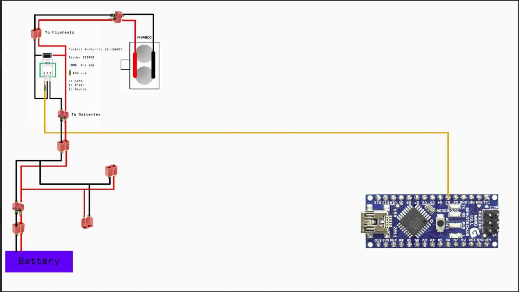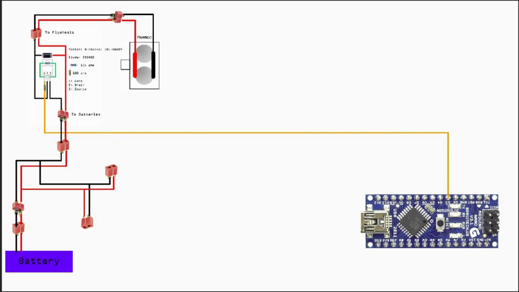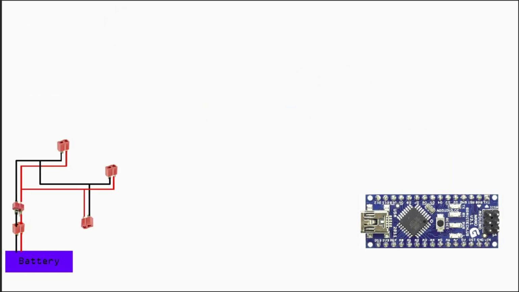So the next 2 complex portions of the circuit, I'll just say the ESC is probably the one with the most connections that you need to have. So let's take a look at that. Maybe I'll just turn off the MOSFET portion. Alright, so let's take a look at the ESC itself.